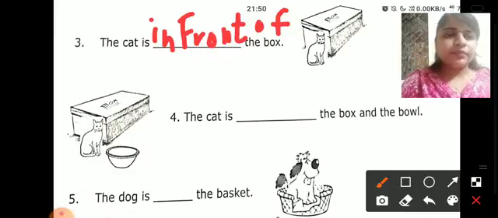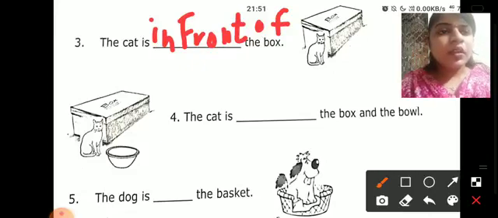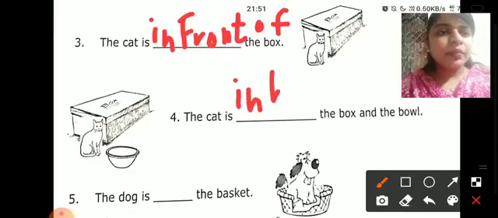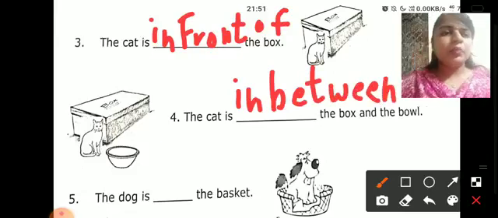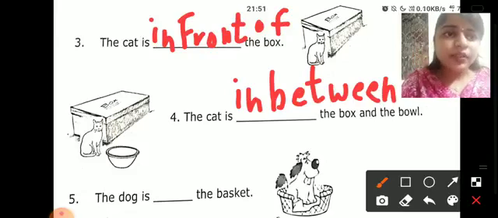The fourth one. The cat is dash the box and the bowl. The cat is in between the box and the bowl. So write it down. I-N in, between. B-E-T-W-E-E-N. In between. Okay, children? But you all are going to write in the dash. Okay, children? Write.